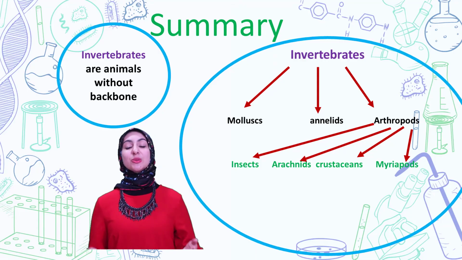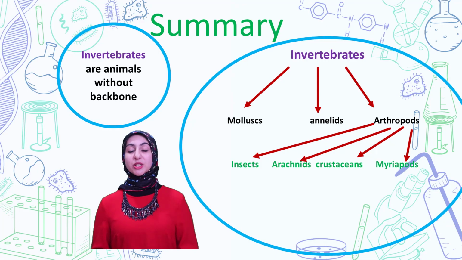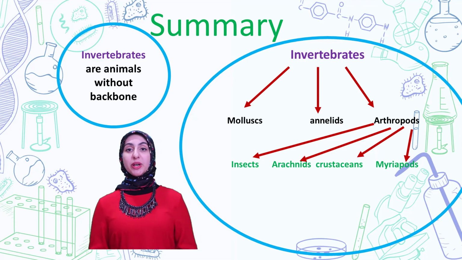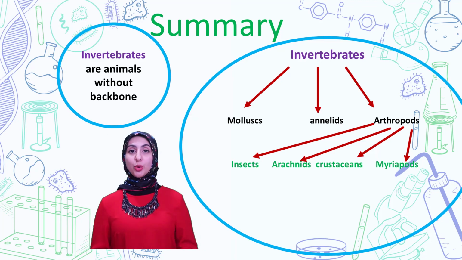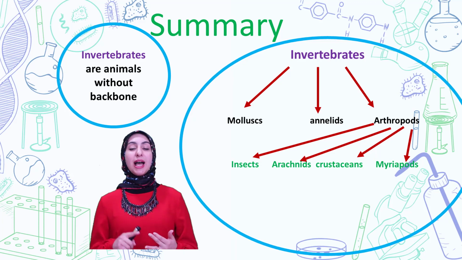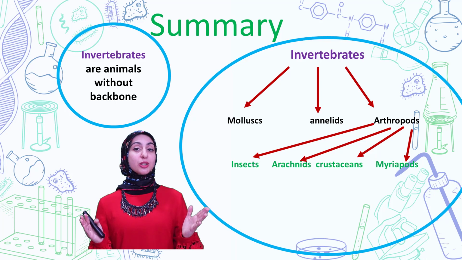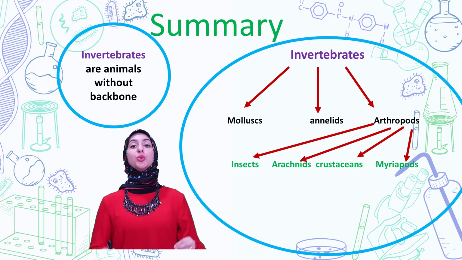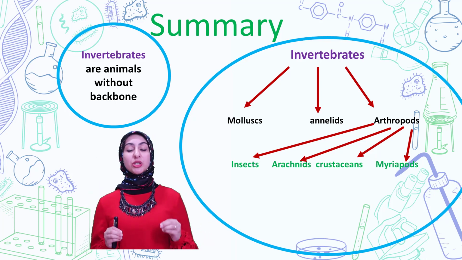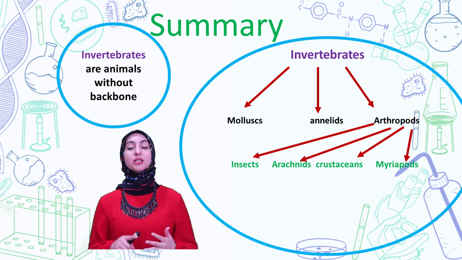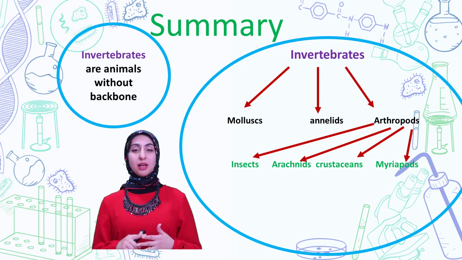In today's lesson, we talked about invertebrates, which are animals without backbone or spine. And these invertebrates are divided into 3 groups, which are mollusks, annelids, and arthropods. Arthropods is the biggest group here, which is divided into 4 groups, which are insects, arachnids, crustaceans, and myriapods.